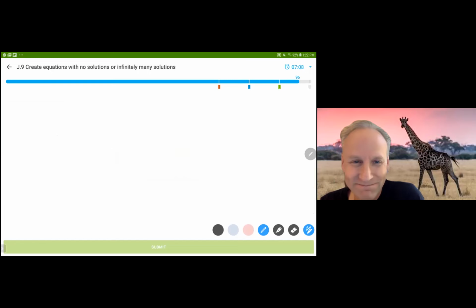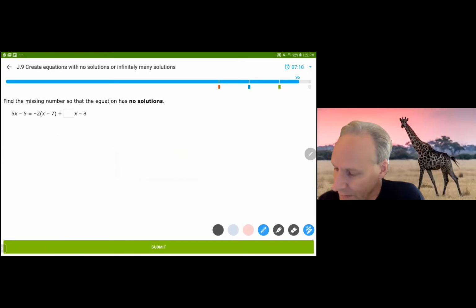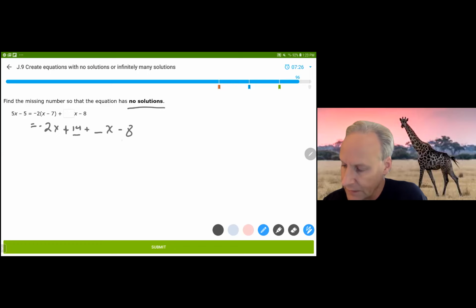Almost done. We've got a negative 2x plus 14 over here. And we do want it to have no solution. Now I need to add some number of x's minus 8. 14 and negative 8 is positive 6.